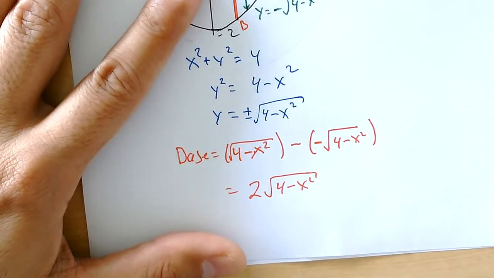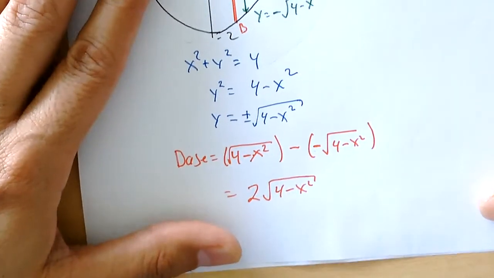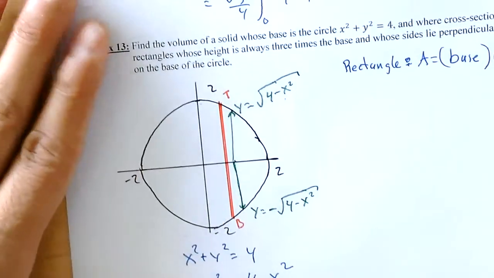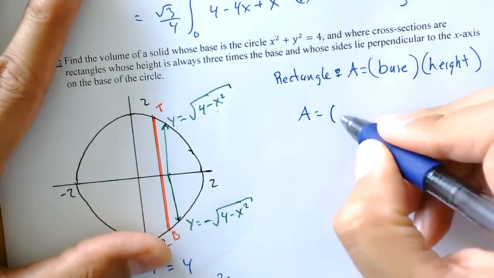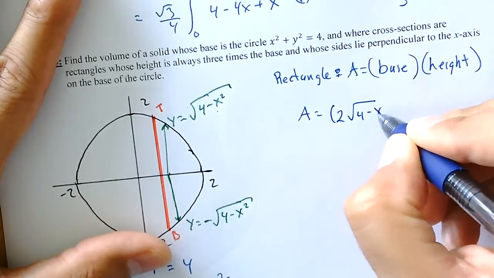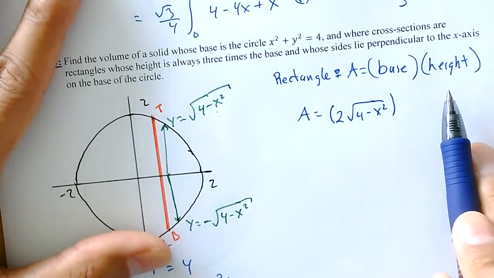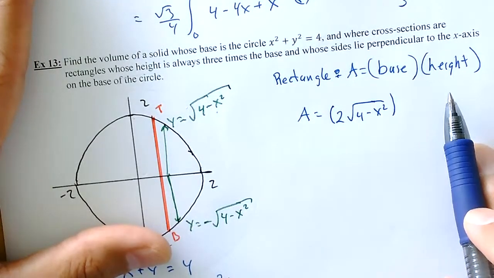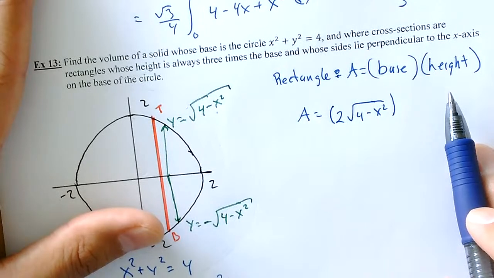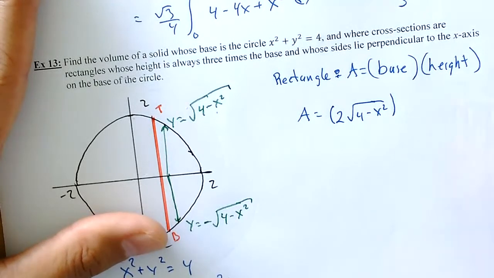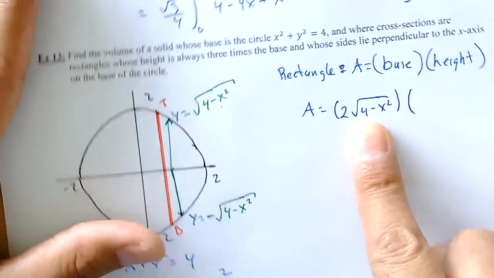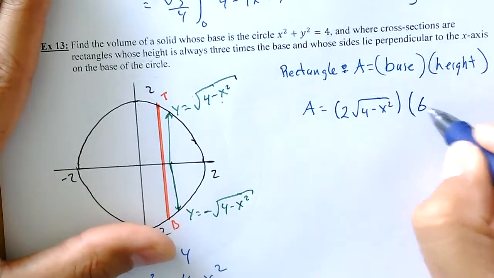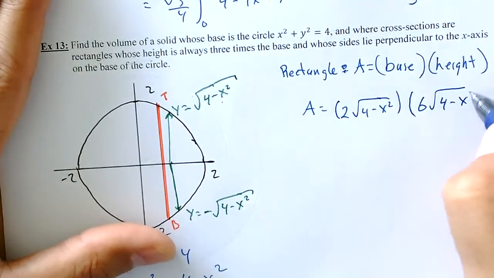Remember, the biggest thing is the base. Let me go back here to my formula. The area of this rectangle is the base times the height. Now let me read the problem again. They did tell me something about the height. The height is always 3 times the base. So the height is 3 times that base. The height would be 6 square root of 4 minus x squared.